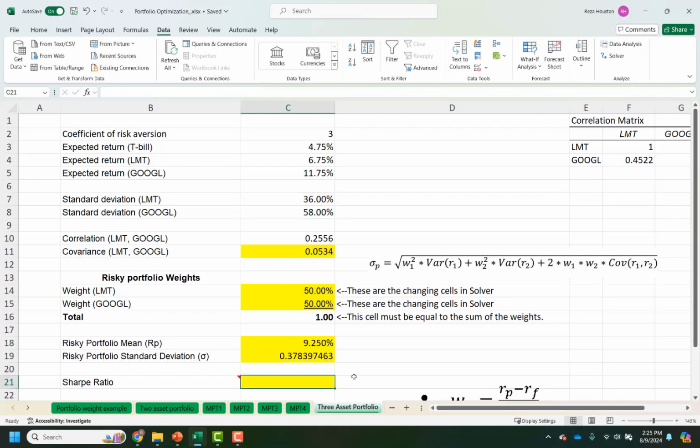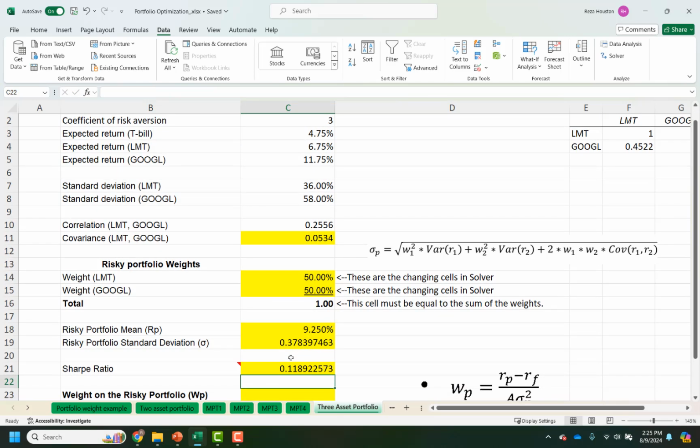Now, to get our Sharpe ratio, we just take the Sharpe ratio formula, just the return on the risky portfolio minus the risk-free rate up here, divided by our standard deviation of our portfolio. There we go. Now, this is the thing that we want to maximize. We want to find the portfolio that has the weights that give us the highest Sharpe ratio. And the Sharpe ratio is directly linked to these weights. So as these weights adjust, what you're going to see is that the Sharpe ratio will adjust.